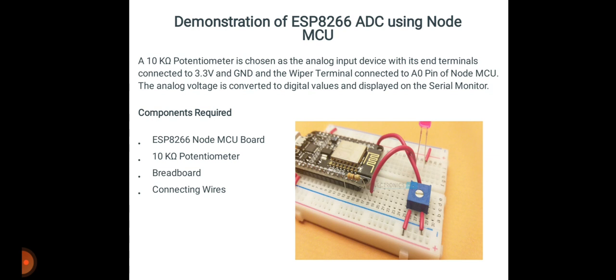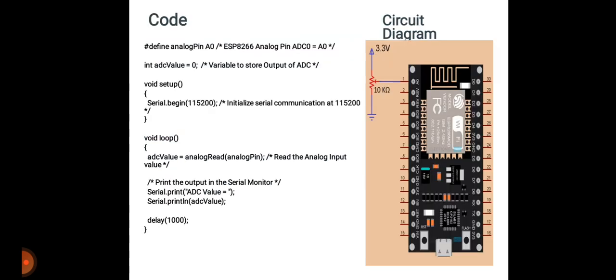For that we require some components: an ESP8266 Node MCU board, a 10 kilo ohm potentiometer, one breadboard and some connecting wires. Here the circuit diagram is shown for this demonstration. The Node MCU board is connected to the 10 kilo ohm potentiometer through the 3.3 volt input and connected to ground.